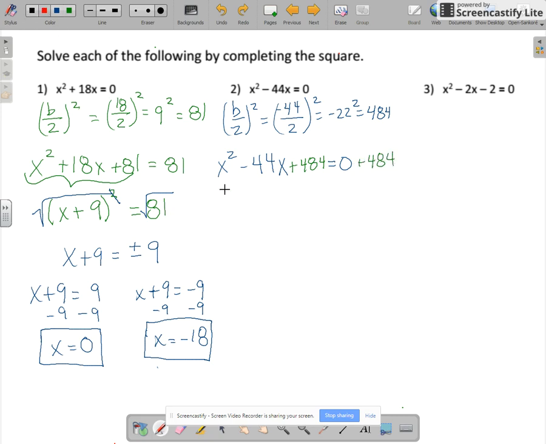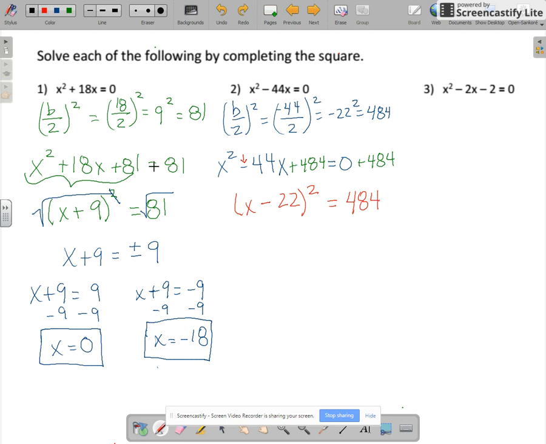We then factor this into the form of x. Again, this sign determines if we're adding or subtracting. It is a minus, so we're going to subtract. And then b divided by 2 is 22. Quantity squared is equal to 0 plus 484, which is 484.